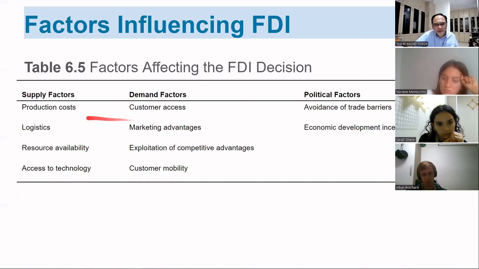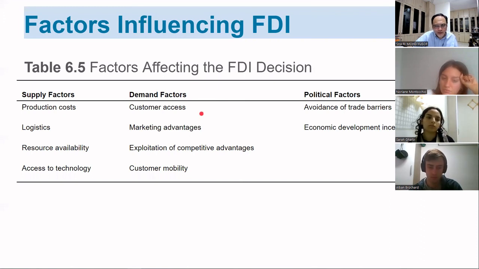Demand factors: customer access. Some countries may limit customers' accessibility. Marketing advantages, like China blocks some applications from being used. They cannot use Facebook in China, so you cannot penetrate that market. Marketing advantage, exploitation of competitive advantage, as well as customer mobility.